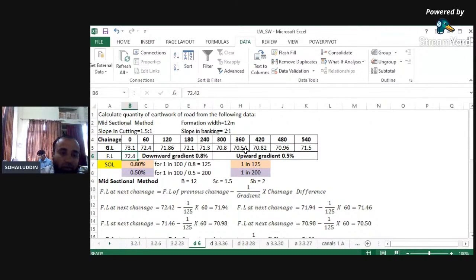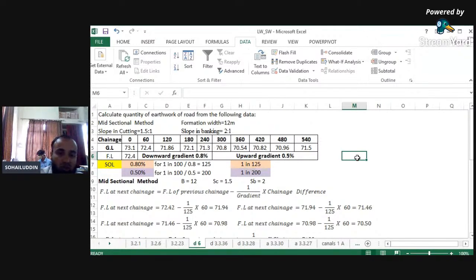That means in some part of the road there will be a downward gradient of 0.8%, and in some part of the road there will be an upward gradient. So there may be a combination of downward and upward gradient. In some roads, as we have already seen in the last problem, the total road is in downward gradient, or some roads will be in upward gradient. But here there is a combination of downward as well as upward gradient, and the gradient is not given as 1 in something. It has been given in percentage, 0.8% and 0.5%.